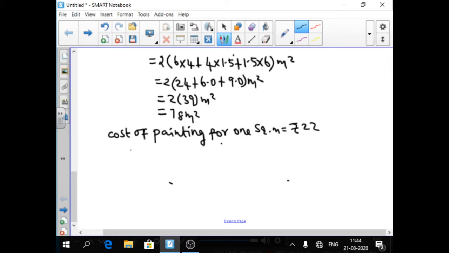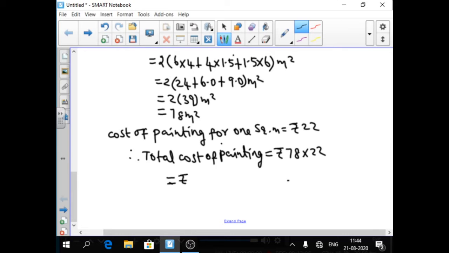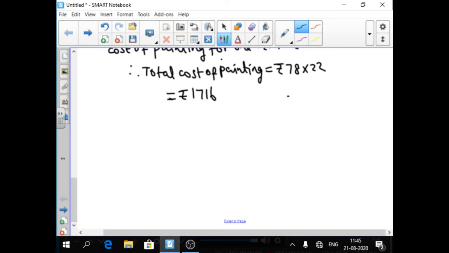So total cost of painting, so rupees 78 into 22. So multiply the 78 into 22 is equal to rupees 1716 rupees. So that's all. Second problem over.